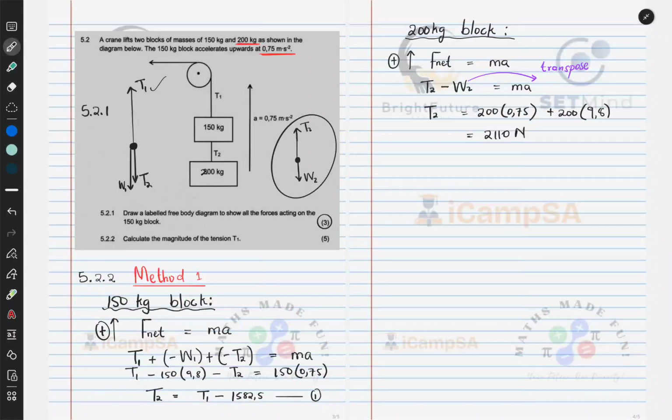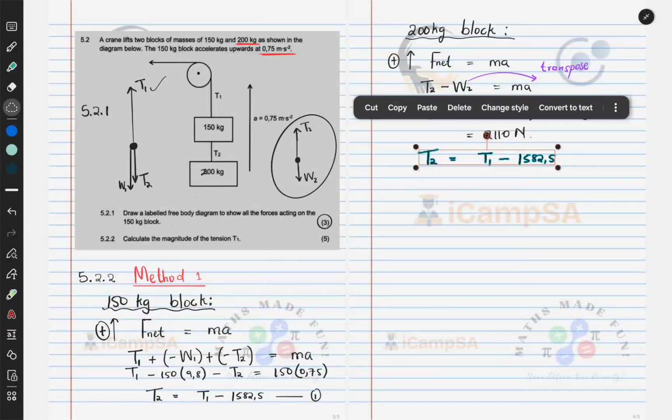So this means if we had started with the 200 kilogram block, we wouldn't have to label this as equation 1, because from here we were just going to go to the 150 kilogram block and substitute this value there, then we were done. So that means we can take this and substitute it in our equation. Remember, our equation 1 was just T2 is equals to T1 minus 1582.5, right?